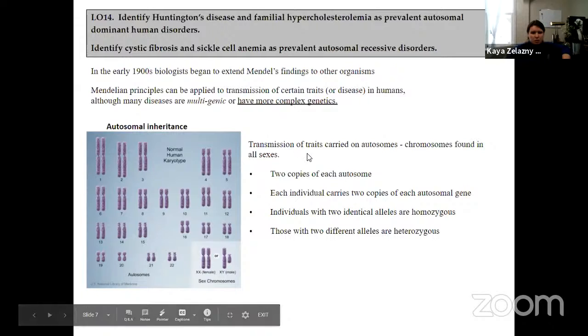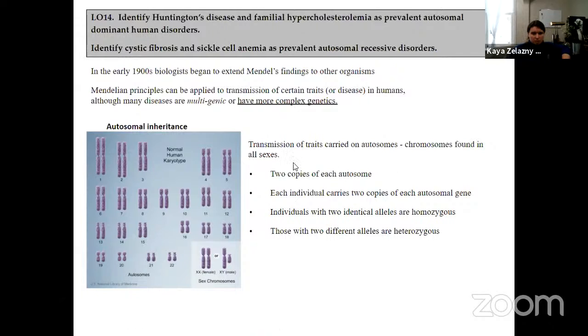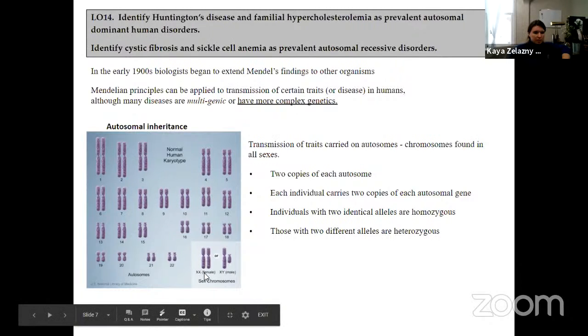Okay, so autosomal chromosomes, you have two copies. They're identical in terms of genes. So like if you have an autosome and it carries hair color, you might have different alleles on this autosome, right? You might have red on one and brown on the other, but they both carry a hair color gene. This is different than the sex chromosomes. You'll notice that with the sex chromosomes, the X chromosome is much longer than the Y chromosome.